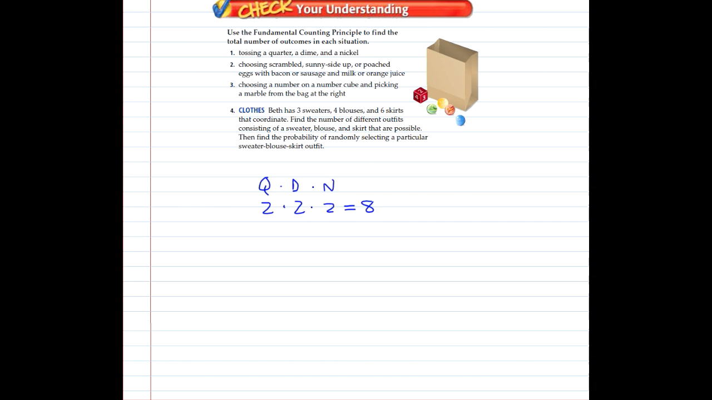Choosing a scrambled egg, sunny side, or poached egg with bacon or sausage and milk or juice. Well, let's see, I have eggs. How many styles of eggs? I have 3. How many ways can I choose the meat? I have 2. And my drink, I have 2 possible outcomes. So 3 times 2 times 2 gives me 12 possible combinations of breakfast.